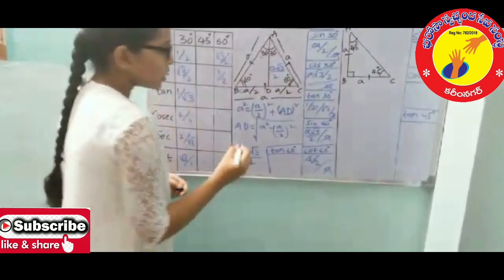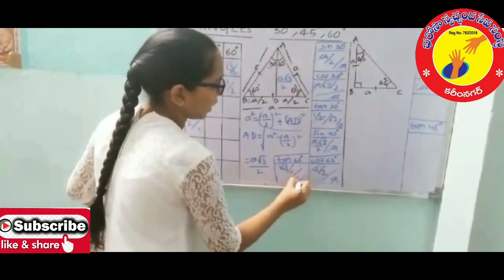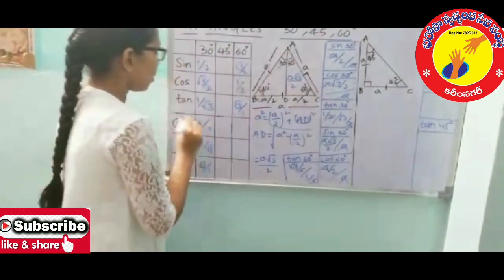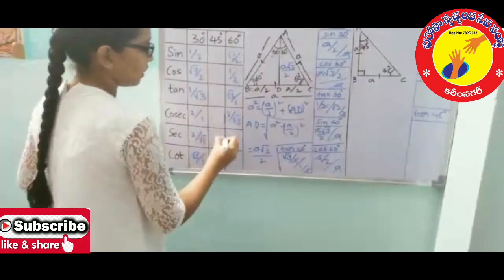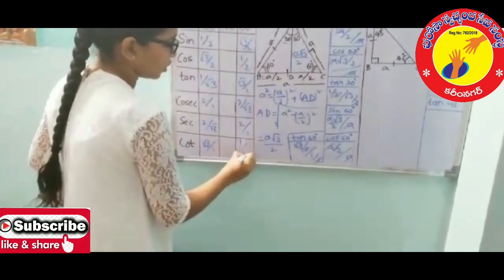Tan is equal to sine by cos. So root 3 by 2 by 1 by 2. So we get root 3 by 1. Cosecant is equal to 1 by sine. So 2 by root 3. Secant is equal to 1 by cos. So 2 by 1. Cot is equal to 1 by tan. So 1 by root 3.